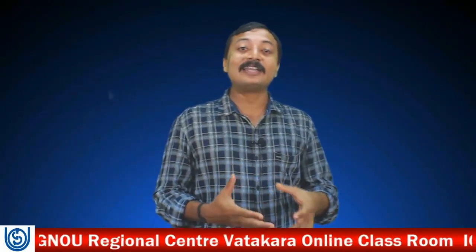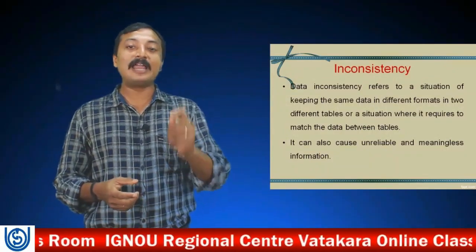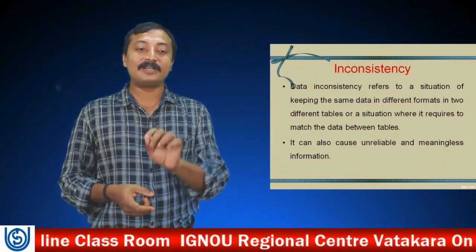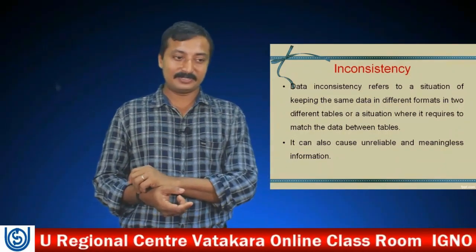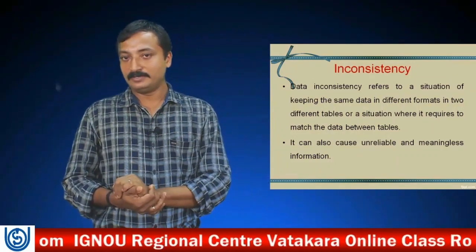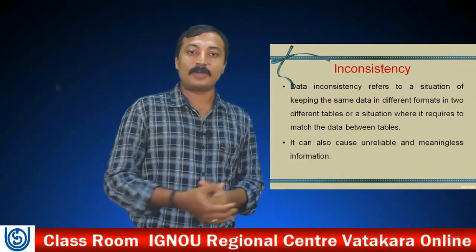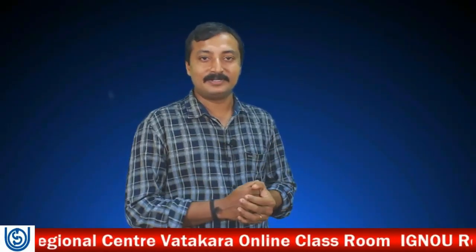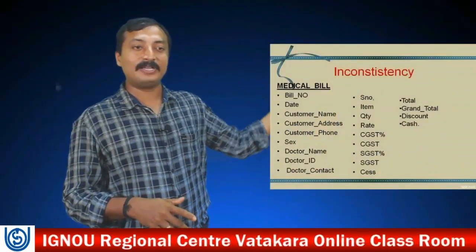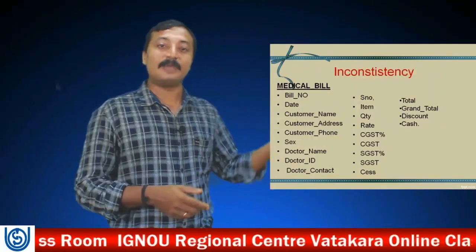The next case is inconsistency. Data inconsistency refers to a situation of keeping the same data in different formats in two different tables, or situations where it is hard to match the data between tables. It can also cause unreadable and meaningless information. Consider the case of the doctor again. In a critical situation, the medical shop has to contact that doctor. In one place the doctor's number is noted as 1, 2, 3, and in another place, an updated phone number, it may be 1, 2, 4.